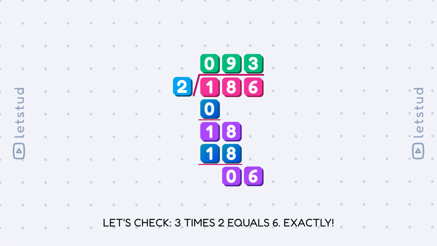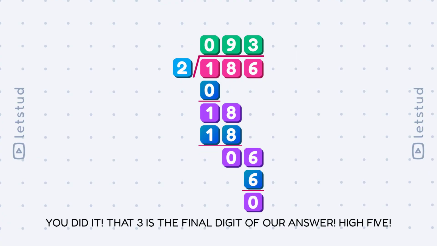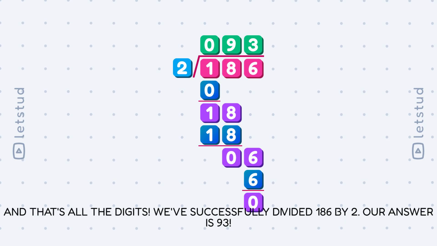Let's check, 3 times 2 equals 6, exactly. 6 minus 6 is 0, we have no remainder left. You did it, that 3 is the final digit of our answer, high fives. And that's all the digits, we've successfully divided 186 by 2, our answer is 93.